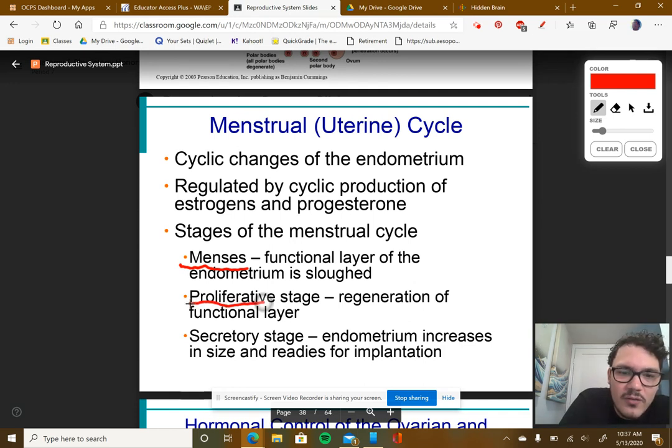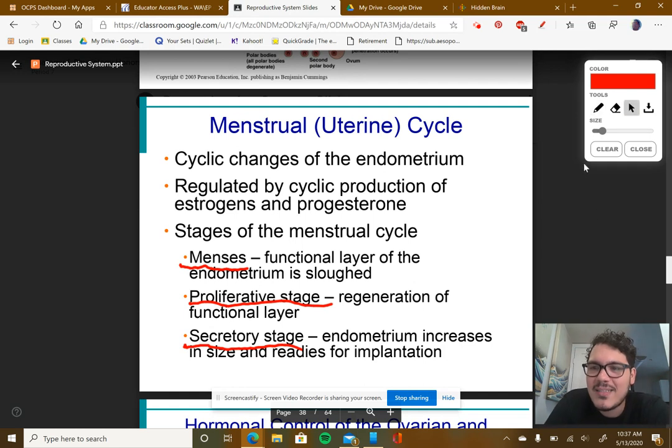So as far as the proliferative stage is concerned, it is when the endometrium regenerates. So it's actually going to regrow that tissue. Just like any other body tissue, it's going to regenerate as much as it can. And then finally, we have stage 3, the secretory stage. The endometrium increases in size and readies for implantation.